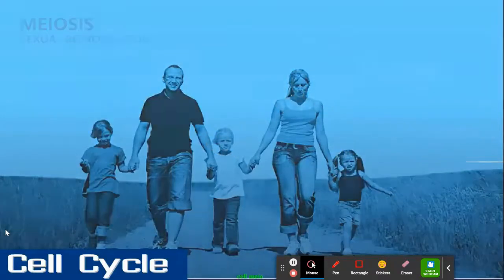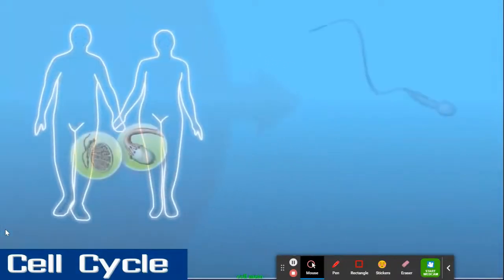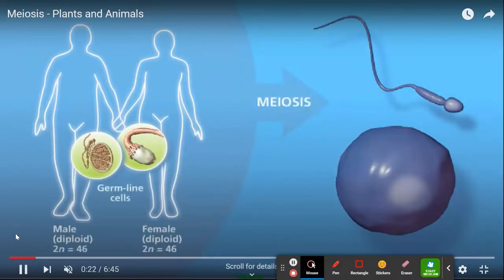So if we look at meiosis, the male and the female each contribute half of the amount of chromosomes. In this process, the male has a total of 46 chromosomes and the female has a total of 46 chromosomes. Cells that have a full set of chromosomes are called diploid cells.